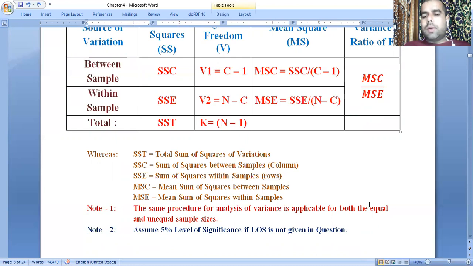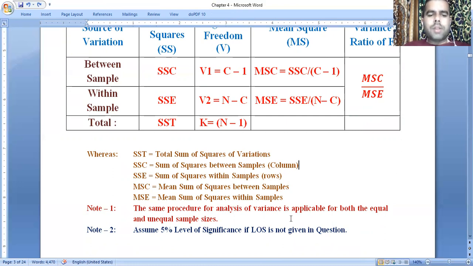Equal values means in the given table all the values should be equal. School A, 5 numbers are there, 5 variables are there. In the same manner, 5 samples, 5 samples, 5 samples. Unequal values means, as we already explained. I think you got it. Next, note number 2, which is very simple.